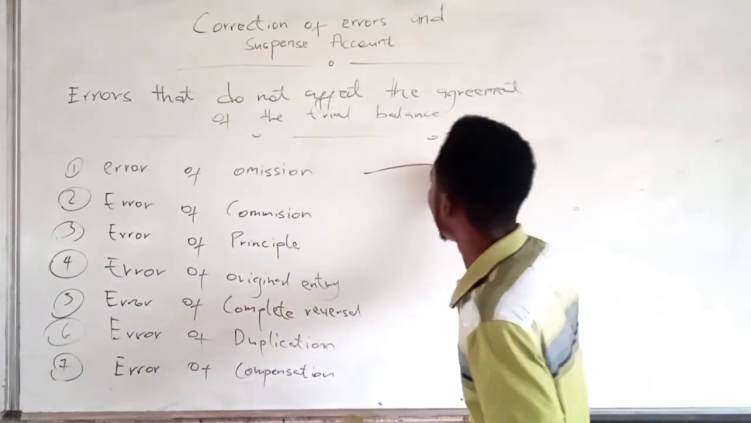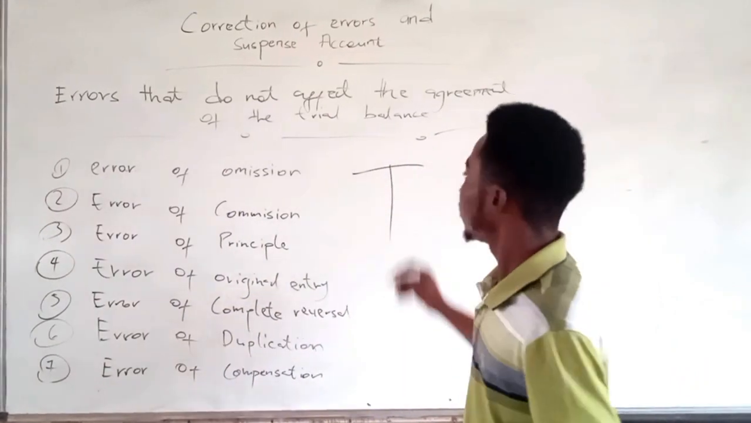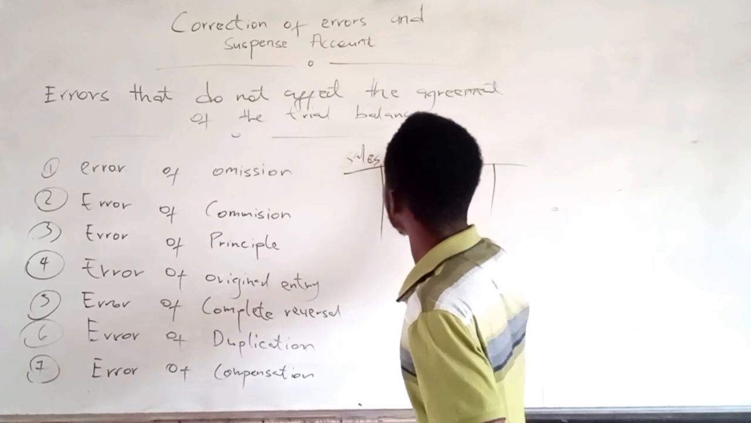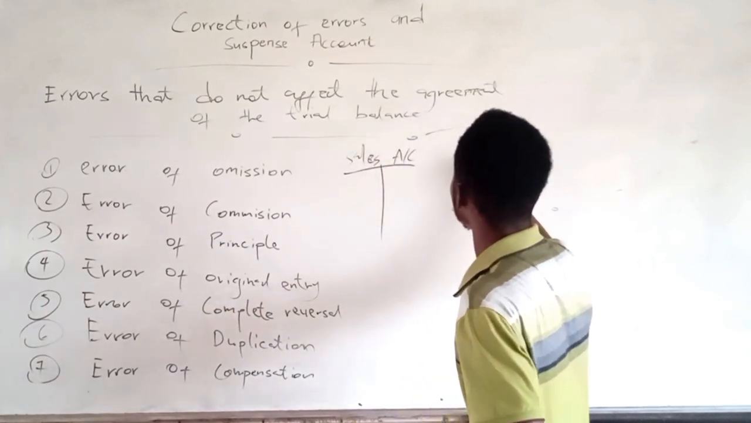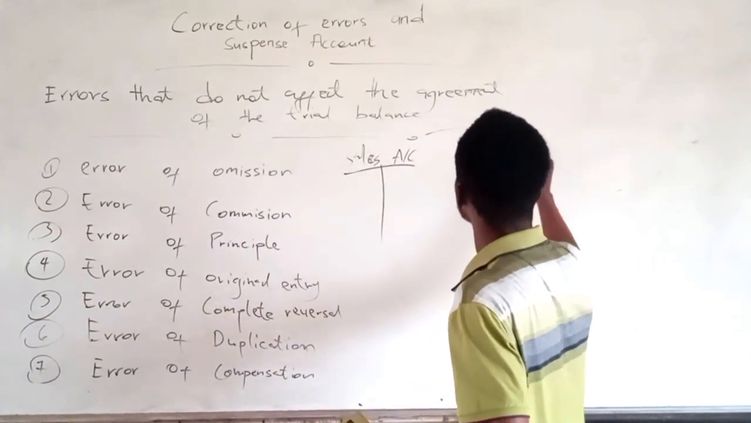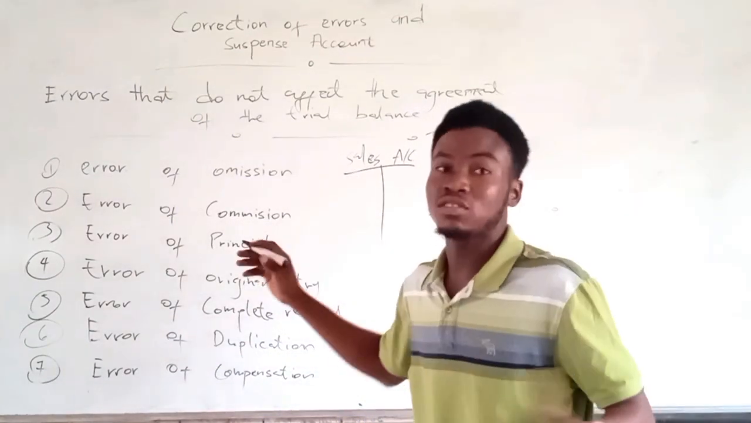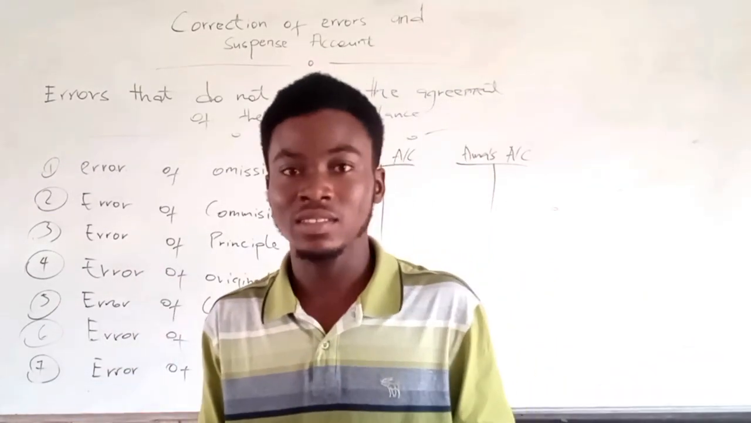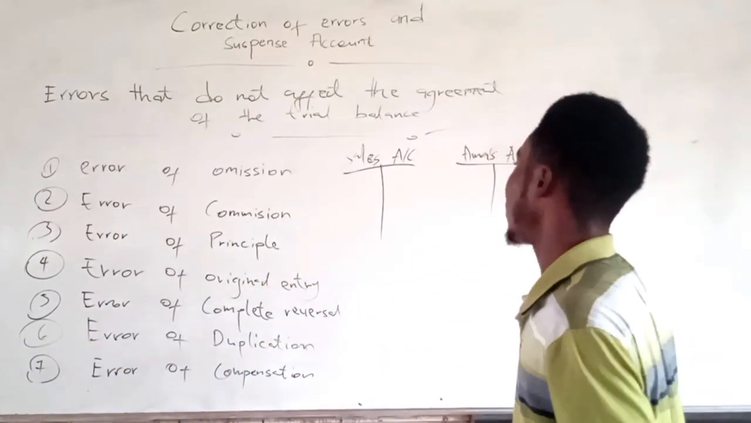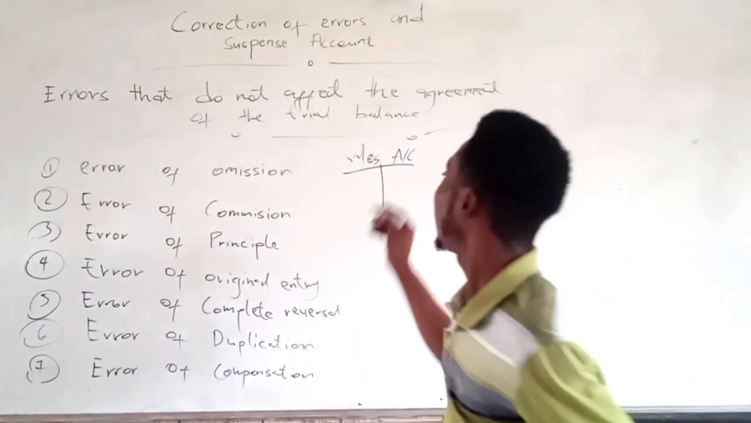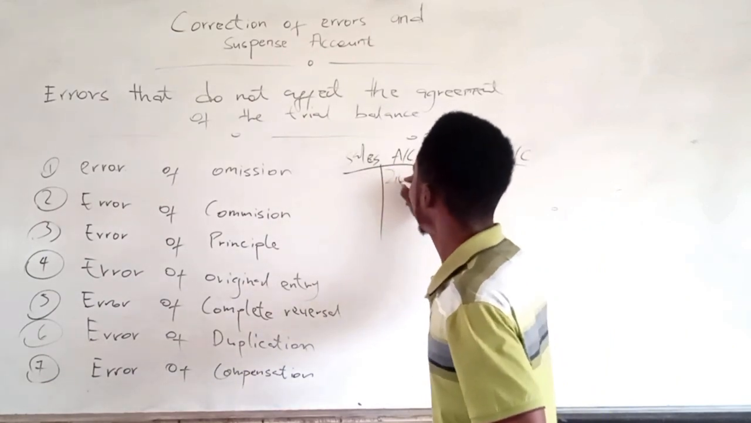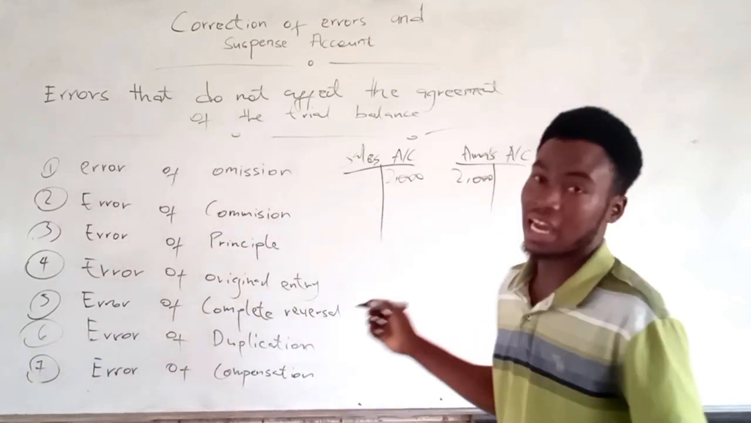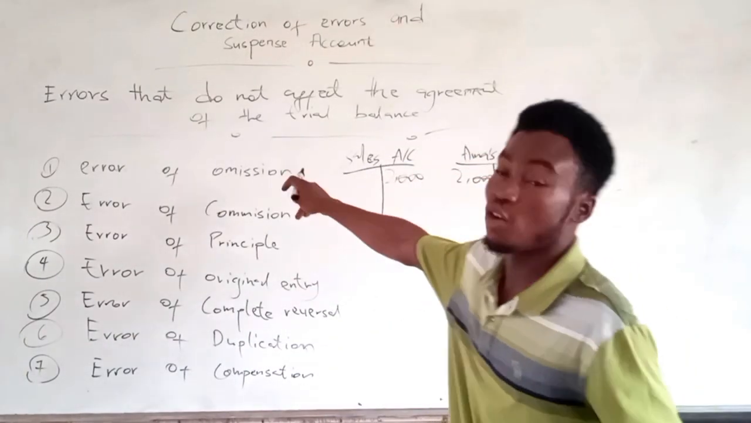Let's see. You made a transaction, sales account and then Ames account. Let's say Ames purchased goods of 2,000. We are supposed to record 2,000 and we didn't record it. So we go ahead and record it. That's 2,000 for sales and then 2,000 for Ames account. So that's how you correct the error of omission.